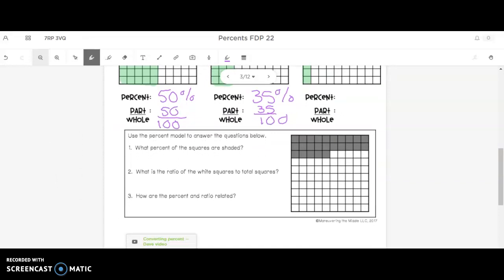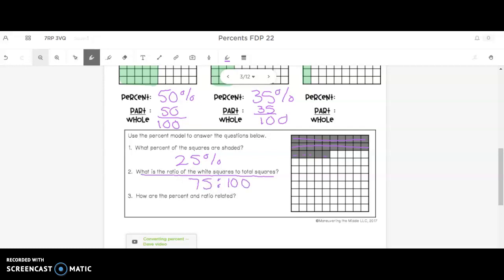All right, down here, use the percent model to answer the question below. What percent of the squares are shaded? Well, we're going to count 10, 20, 1, 2, 3, 4, 5. So 25% of those squares are shaded. What's the ratio of the white squares to the total squares? Well, if 25 out of 100 are shaded, that would leave 75 out of 100 that are still white.